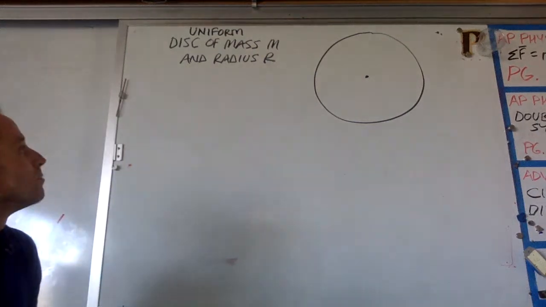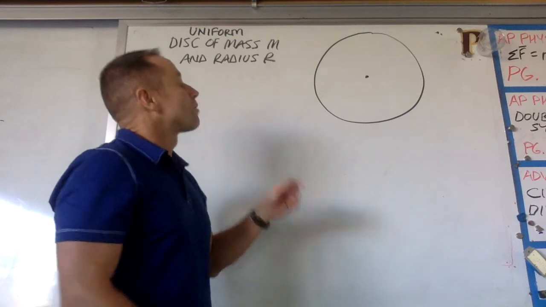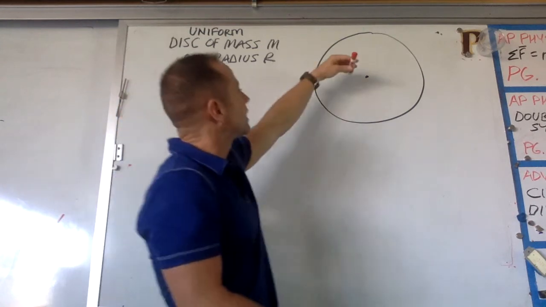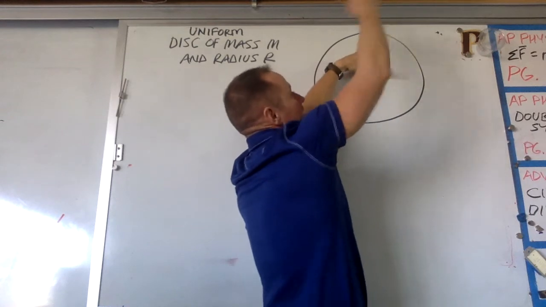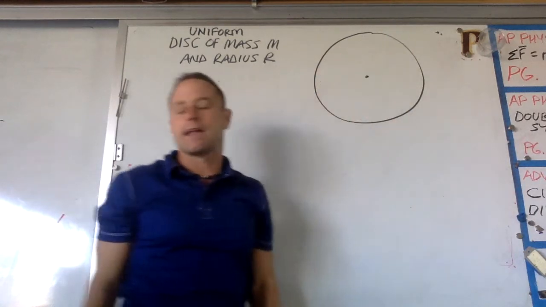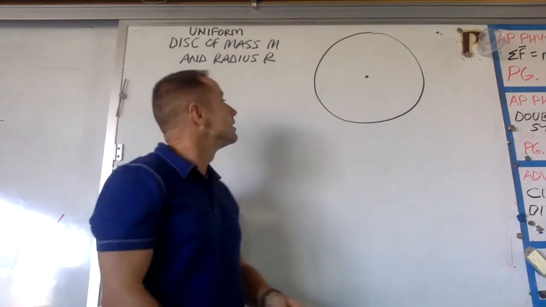We're going to derive the moment of inertia of a uniform disk of mass m and radius r, rotating about its center. So this would be like a view from above, and the disk would, say, rotate around an axis that's perpendicular to the disk and through the center. If you happen to be in my class, this is on page 271 in our notes.